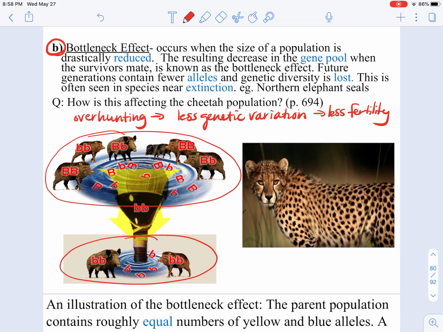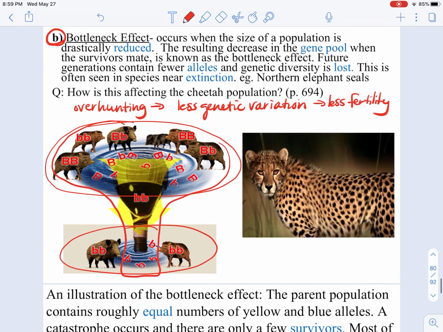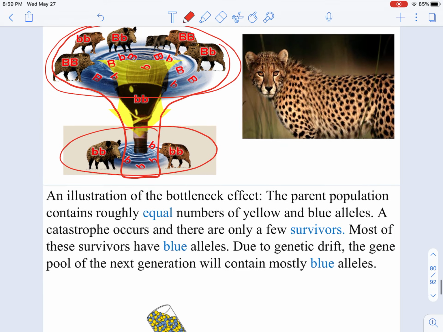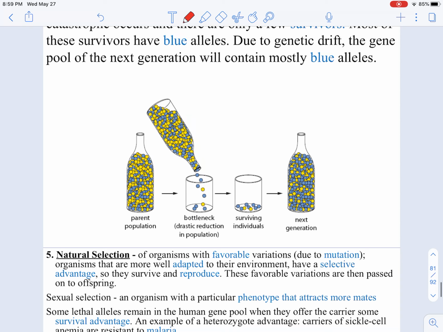So that's the founder effect, where a small group founds an island, for example, and the bottleneck effect, where a bunch of them have been eliminated. The cheetahs are being affected by the bottleneck effect. And of course, bottleneck means there was a lot, and it's like an upside down bottle where there's much less after. The cheetahs, because of overhunting, have a much lower genetic variation, and that's causing infertility issues and a big concern with cheetah populations.